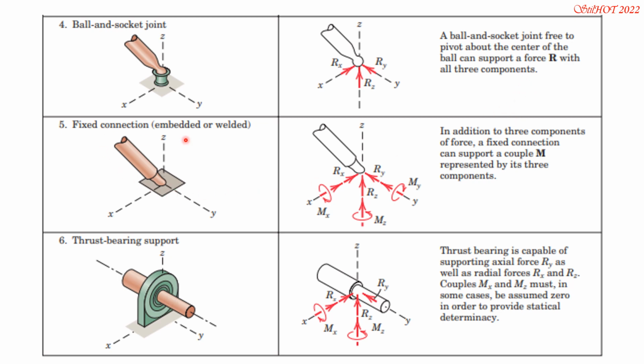Then fixed connection, embedded or welded, so all the three forces are present, and there are also resistances to rotation about X, about Y, and about Z. So there will be 6 unknowns all in all for these equations here.